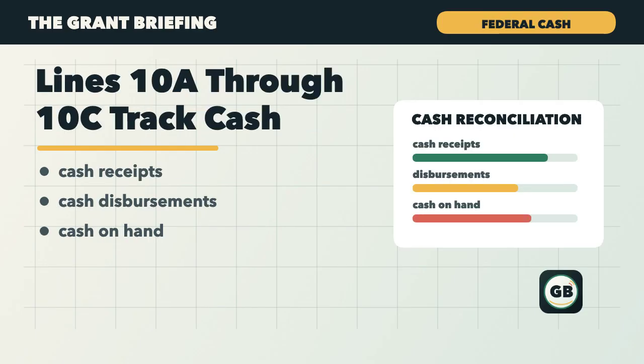The first transaction block is federal cash. Line 10A is cash receipts. Line 10B is cash disbursements. Line 10C is cash on hand, calculated as line 10A minus line 10B. Small teams should reconcile this against drawdowns, reimbursements, bank activity, and the grant ledger.